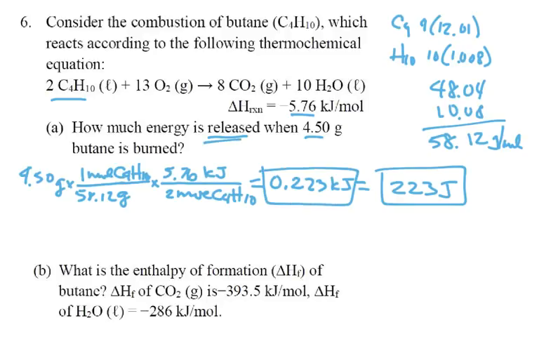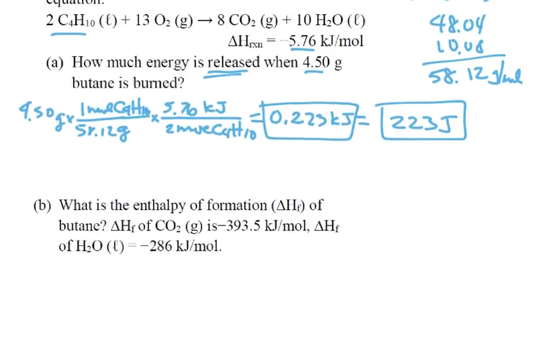And since it says energy that's released, I'm going to leave this as a positive number. If it just said what is the energy, I would say negative 0.223 or negative 223 joules. And that's part A. Now the next part's here.